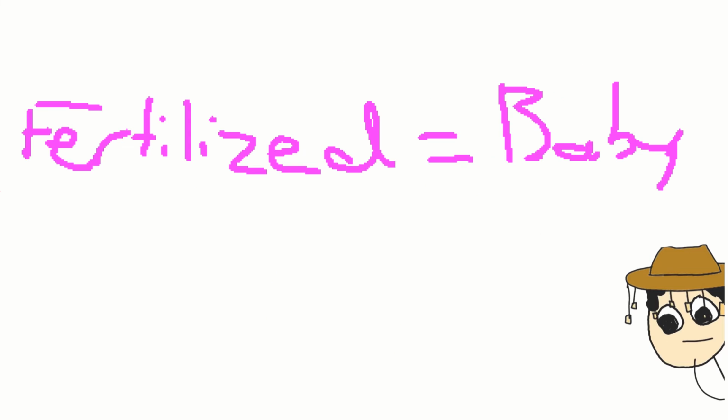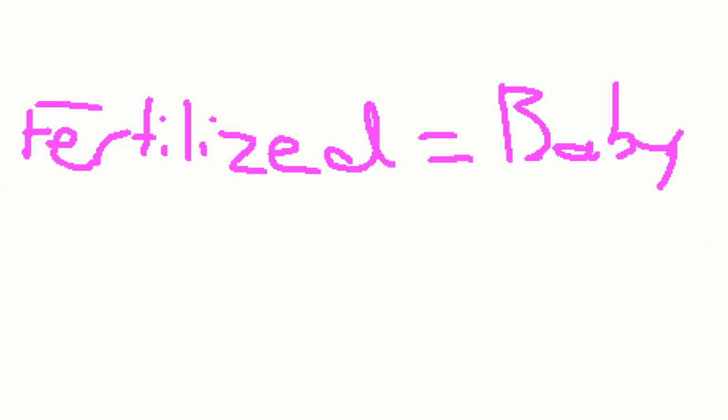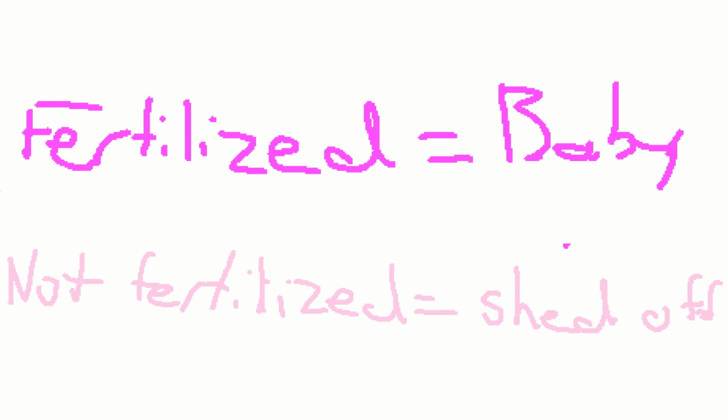If it has been fertilized, then it will grow into a baby. If it doesn't, it will be shed out along the uterus lining. This is known as the period.